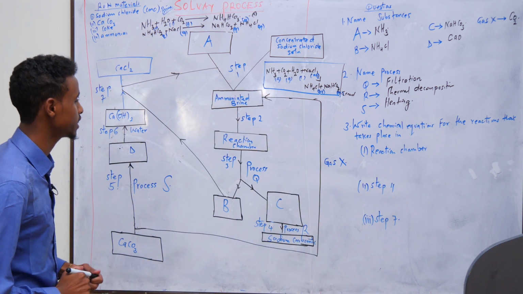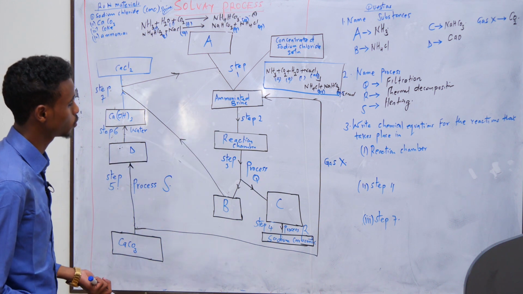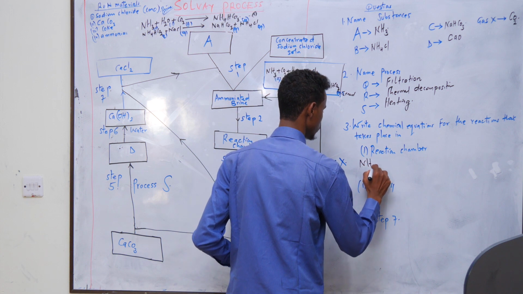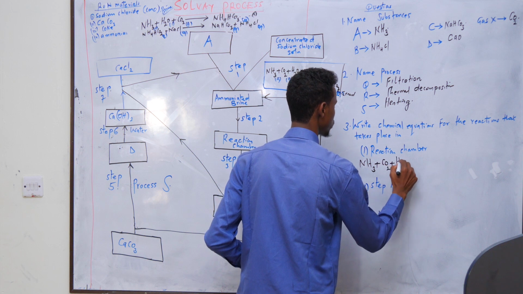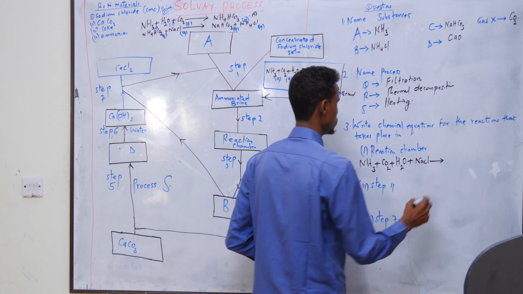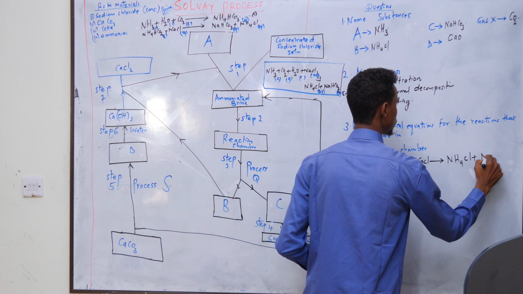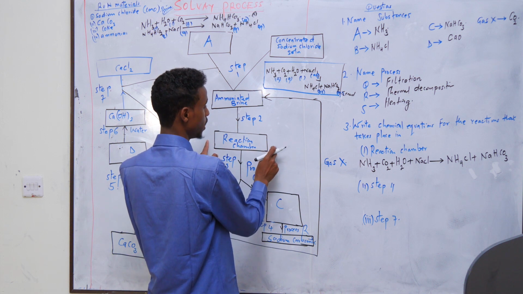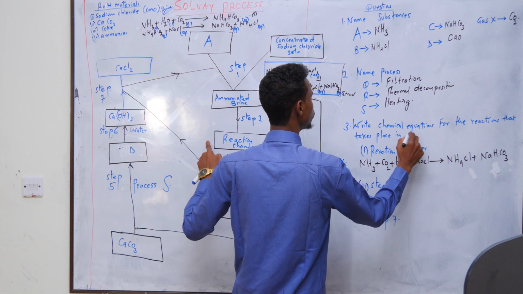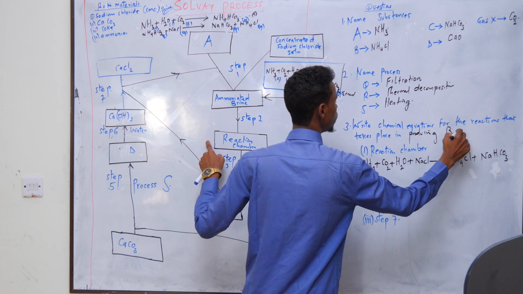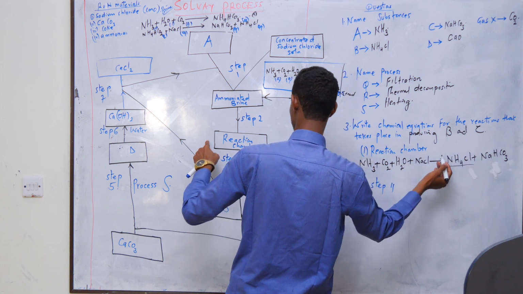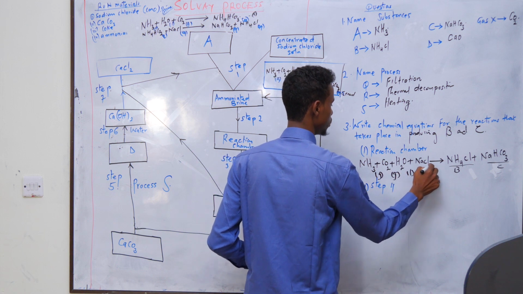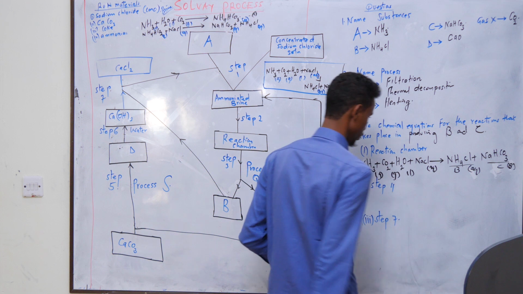Write the chemical equation for the reaction that takes place in the reaction chamber. Now, write for me the general equation summarizing everything. That is ammonia plus carbon dioxide plus water plus sodium chloride to form ammonium chloride plus sodium hydrogen carbonate. And that is the reaction chamber. Now it produces B and C. And this is B, ammonium chloride, and this is C. Now let's look at the state symbols: gas, liquid, aq. Now this is solid. Very good.